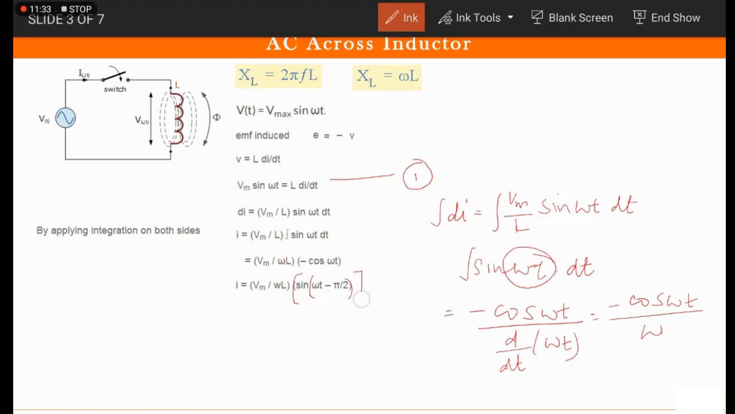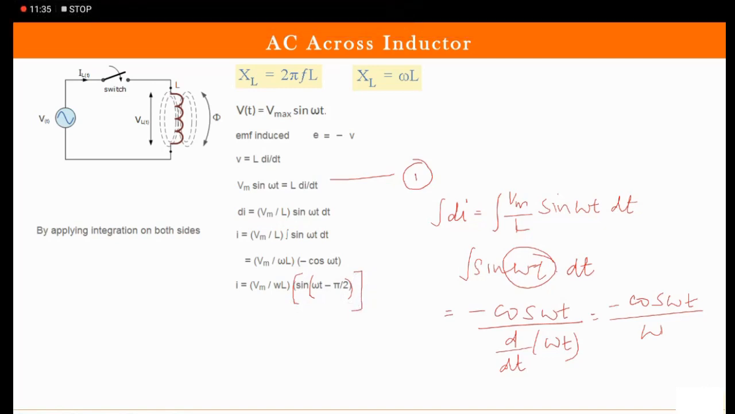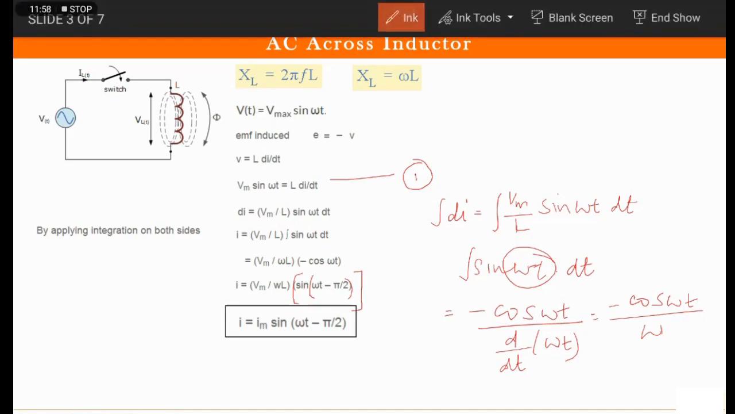Yes, it is something like this. So it is sin omega t minus pi by 2. So this is my equation. Now, where did this Im come from? Because Vm upon omega L is nothing but Im. We know this equation because omega L is nothing but XL, isn't it?